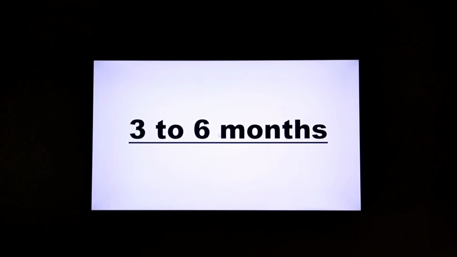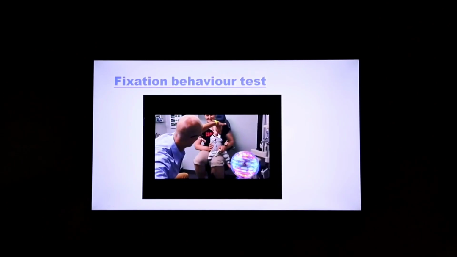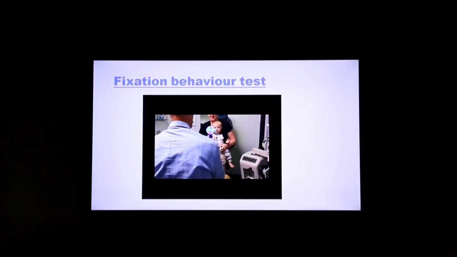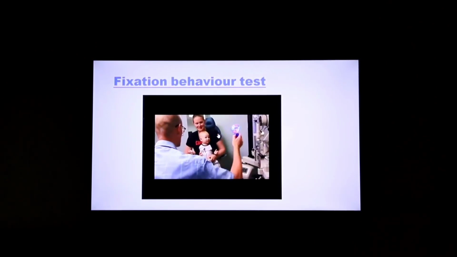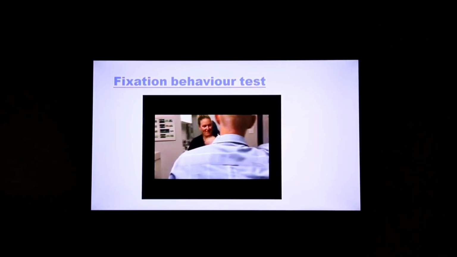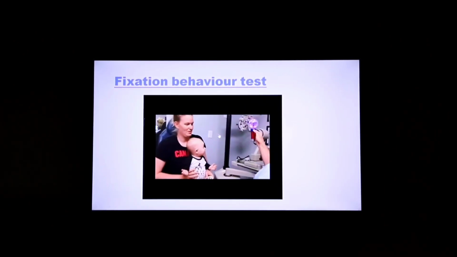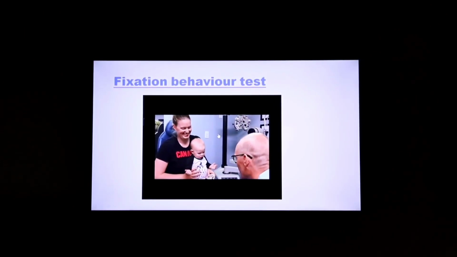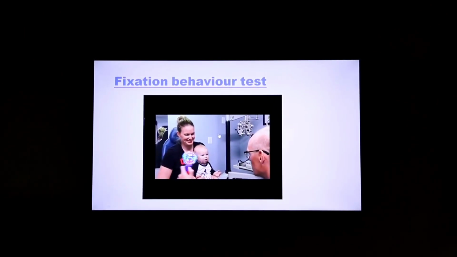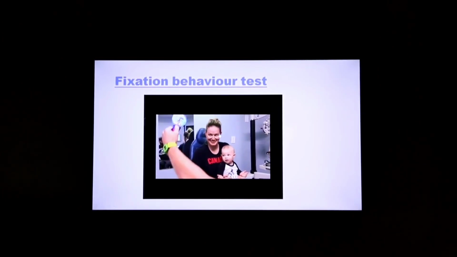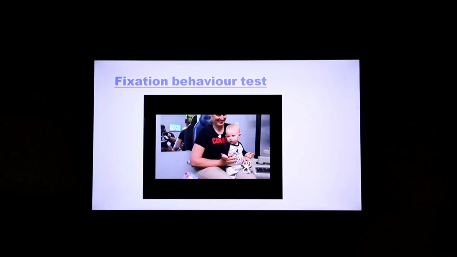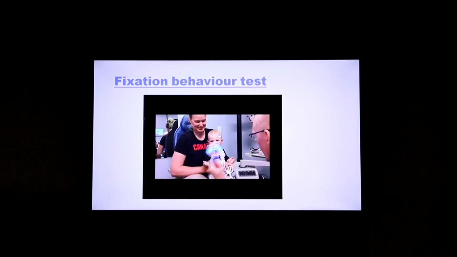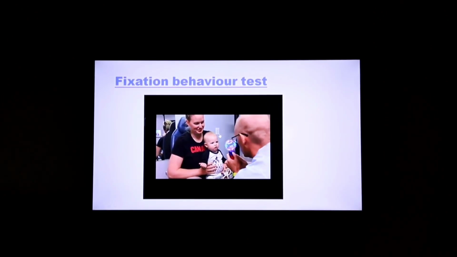Next, the child from 3 to 6 months. First is the fixation behavior test. In this test, the ability of the eye to fix and follow the face of the examiner or a toy or an interesting object is seen, done both monocularly and binocularly. As you can see, when an interesting object is moving, the child will show fixation.